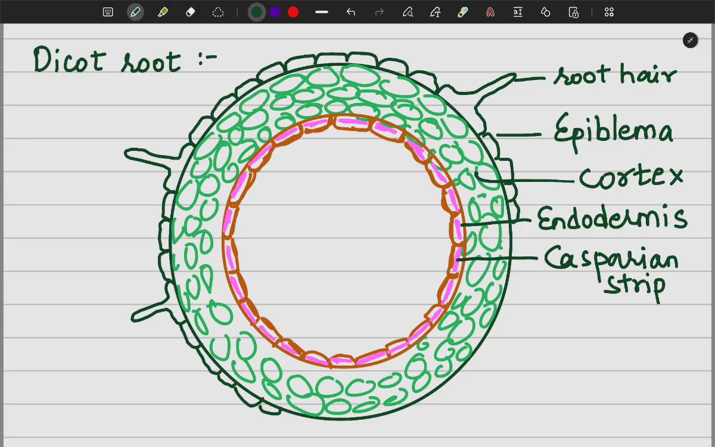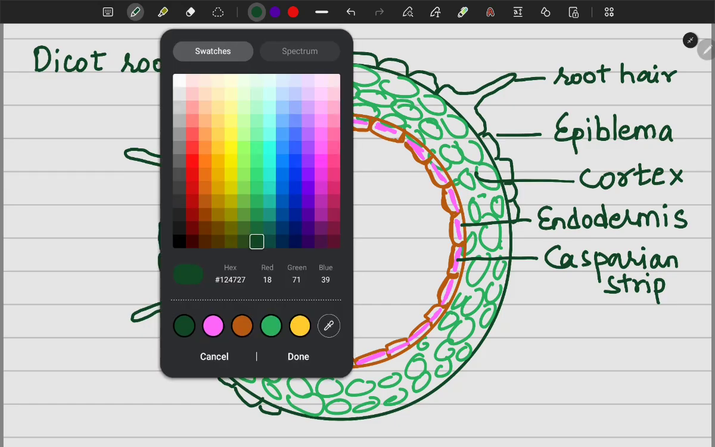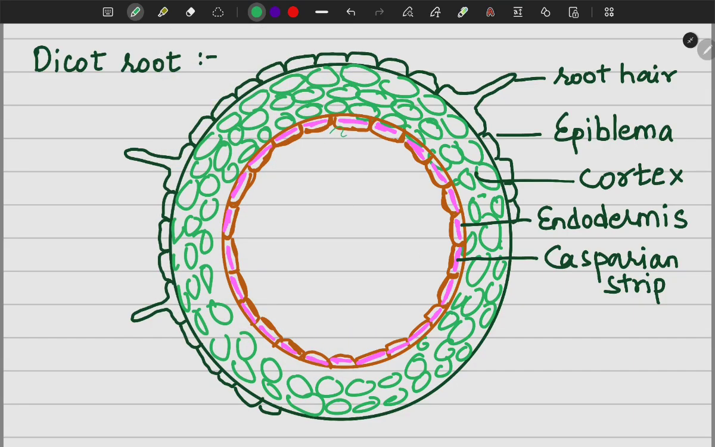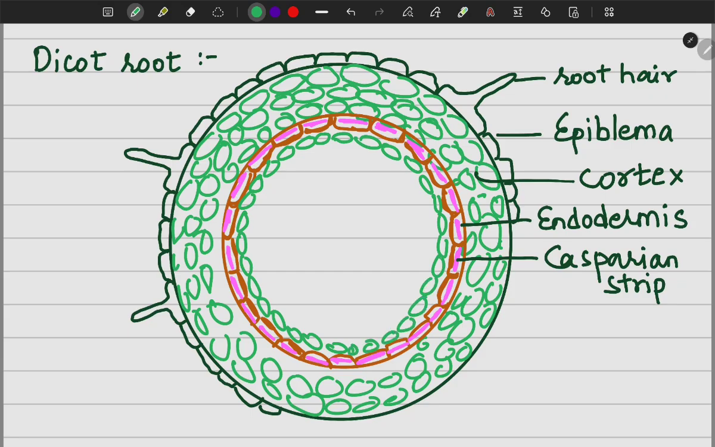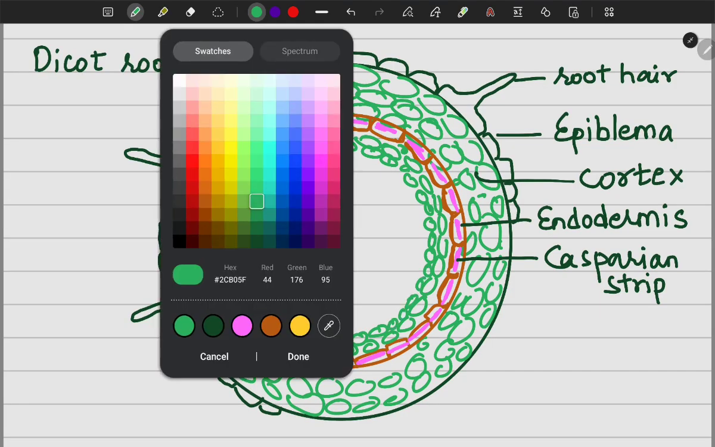Alright, then inside the endodermis we will again find a few layers of parenchymatous cells. The walls will be thick and there will be no intercellular spaces between them. Alright, so a few layers of thick walled parenchyma cells with no intercellular spaces between them. This layer is present below endodermis and it is called pericycle.